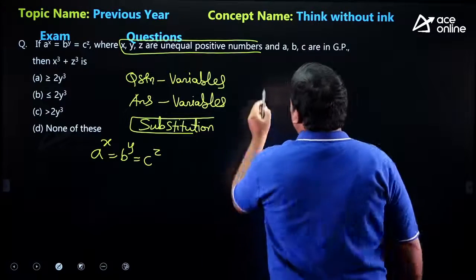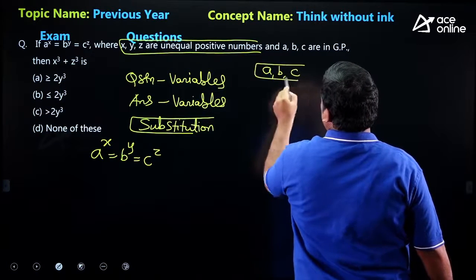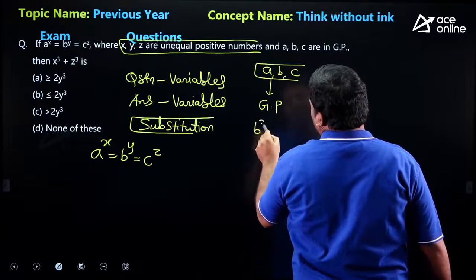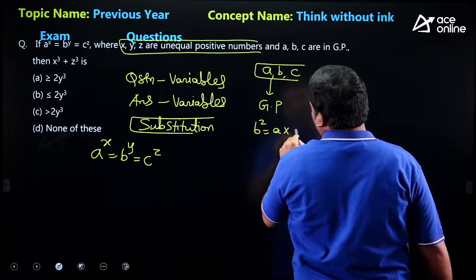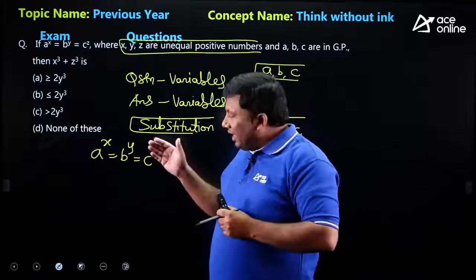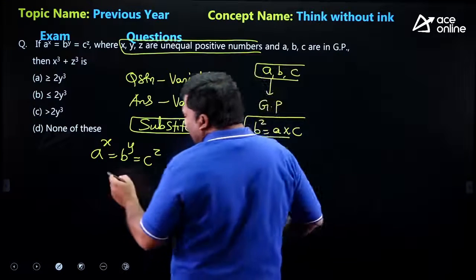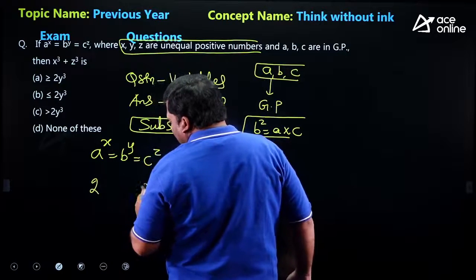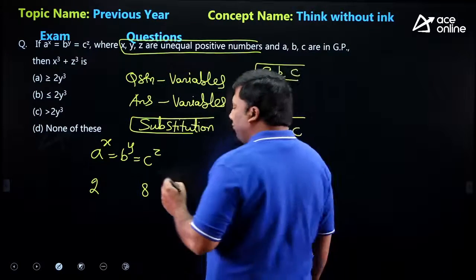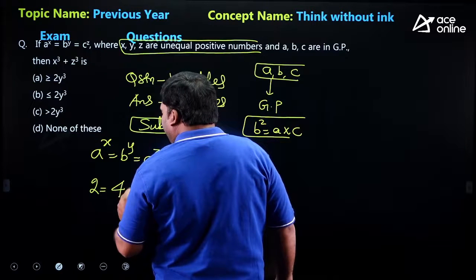A, B, C are in geometric progression, which means B square is equivalent to A into C. We need to take powers that should be equal. So let me take A value 2, C value 8. 2 8s are 16. Under root of 16 it is 4. B value is 4.